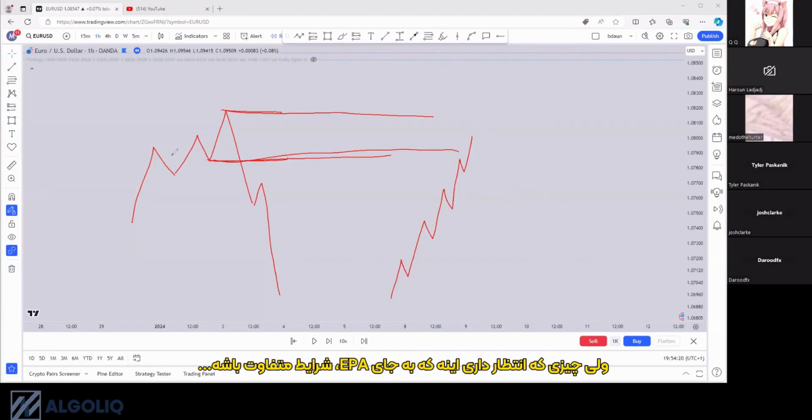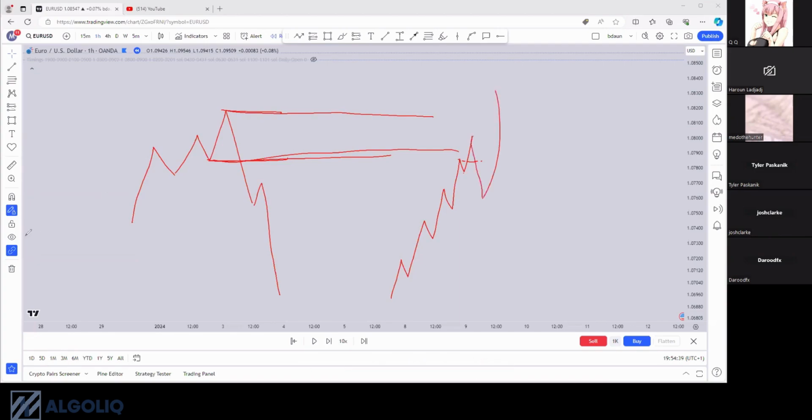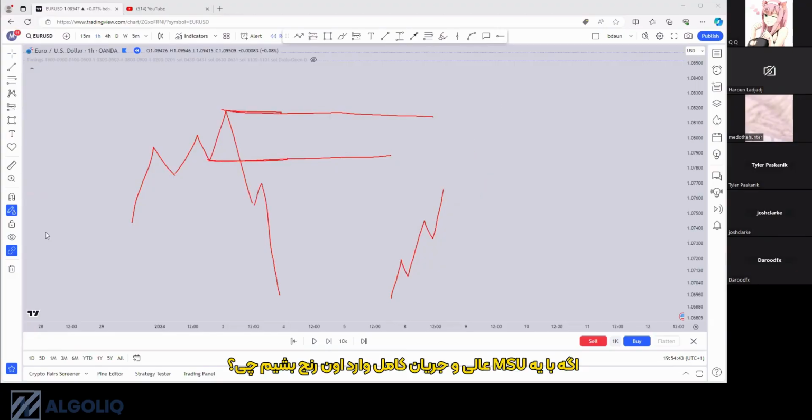But what you expect is, instead of IPA, a different condition would be EPA. So this is a possibility. If you get some confirmation here, you can take the buy, or you can just expect an MSU. Okay. And what if we move into that range with perfect MSU and order flow? Like this.